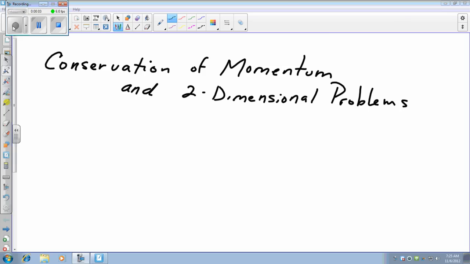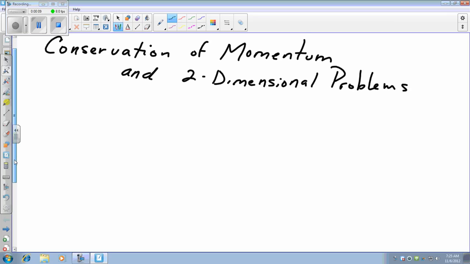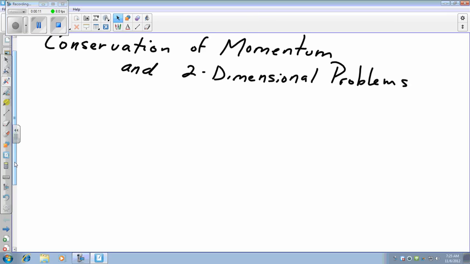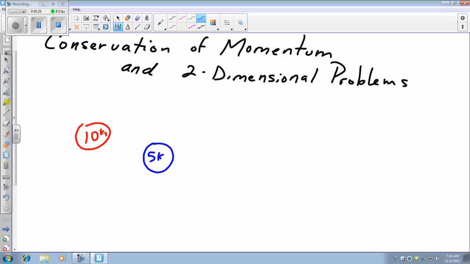All right, let's think about if we had a two-dimensional problem and how momentum would be conserved in those two dimensions. So let's say that I have two pool balls, and we'll take an overhead look at a pool table. Say I have one pool ball that has a mass of 10 kilograms. I'm going to label it inside the ball. And let's say that I have another pool ball that has a mass of 5 kilograms.